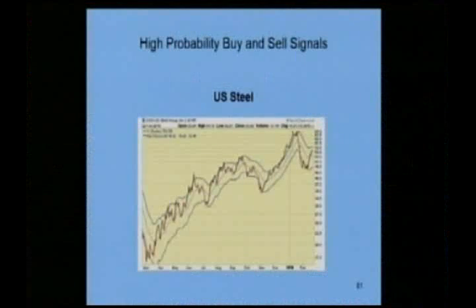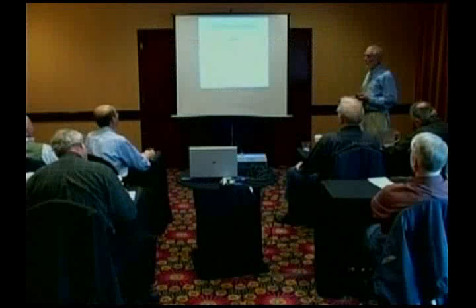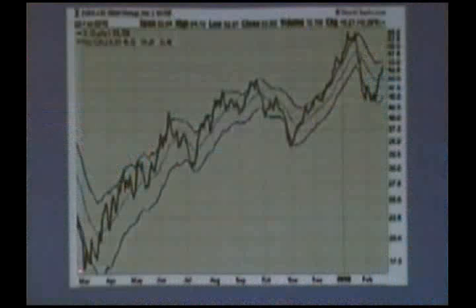Now I want to talk about high probability buy and sell signals, and they occur if the price actually drops below the channel. Now here's an example of the price. Here's the channel, and you can see the price drop below it, and it was below it for several days. So that's a high probability buy signal right there, whenever the price actually closes below the channel. Because normally it's contained within the two channels.